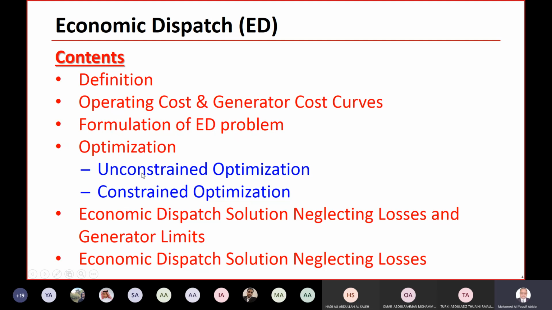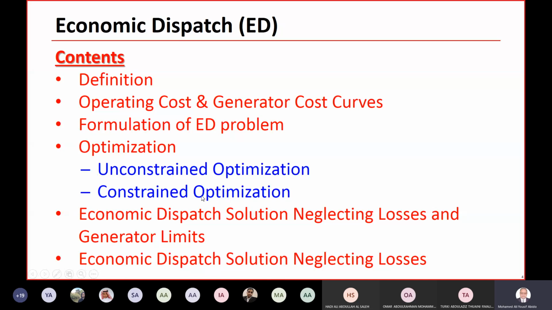In this case, we will give you a brief introduction about optimization problems, starting with unconstrained optimization: no constraints, no limitations, nothing, a very simple problem. For example, how to get the minimum value of y equal to x square. If there are no constraints, then x equal to 0 gives you the minimum value of y. So this is unconstrained optimization.